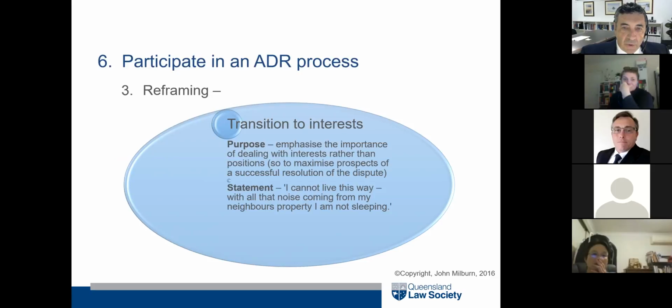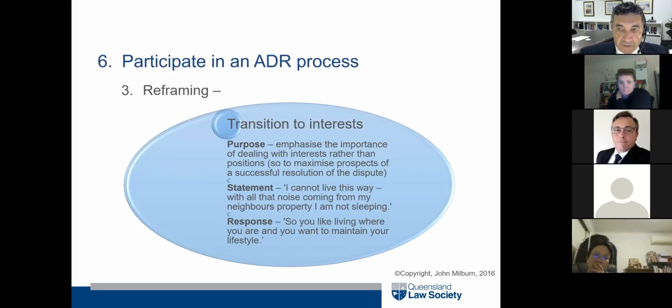I cannot live this way with all that noise coming from my neighbour's property. I am not sleeping. Thoughts? How about, so you like living where you are and you want to maintain your lifestyle?